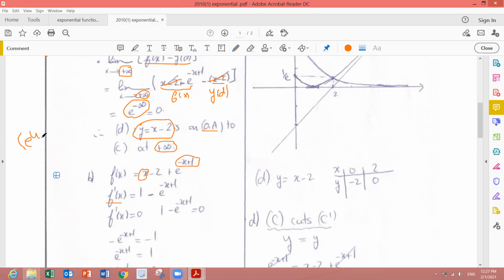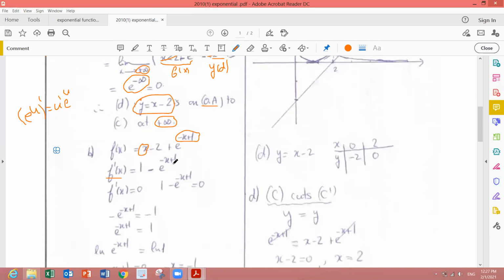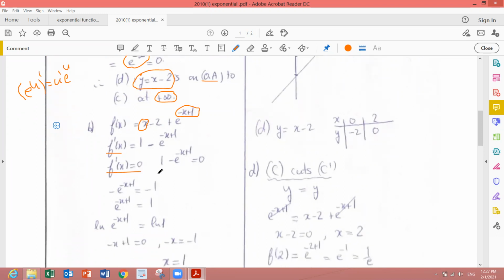What is the derivative of e to the u? It is u prime times e to the u. So for e to the minus x plus 1, we take the derivative of minus x plus 1, and it becomes minus e to the power minus x plus 1. Since you don't know its sign, we have to solve f prime x equal to 0.